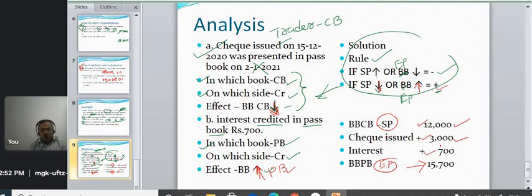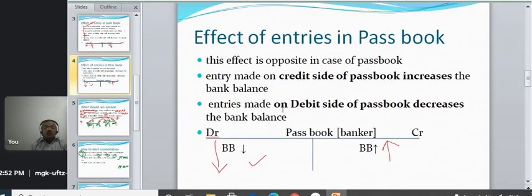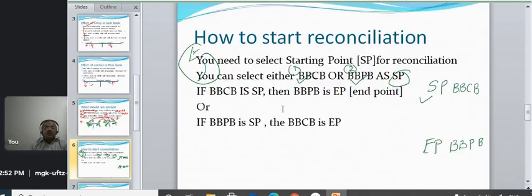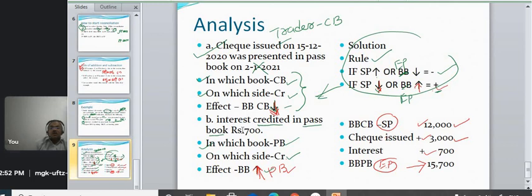It's so simple to reconcile provided you know the following rules. Let's see what reasons are required for you. Yes. So this is how we do reconciliation of bank balance as per cash book and bank balance as per passbook. What is more important is the analysis.